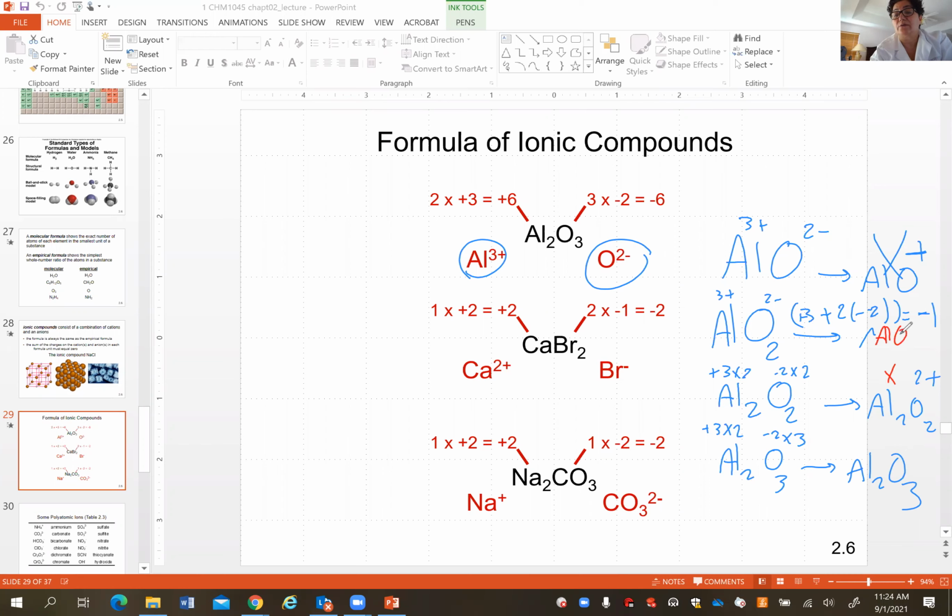Okay. Aluminum with 2 is not working. Aluminum 2 oxygen doesn't work. And this is the only one. That's why when I was talking about the shortcut, the shortcut is actually to all this.